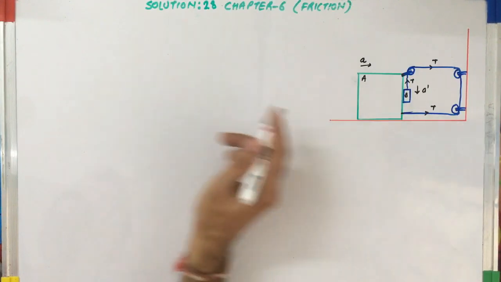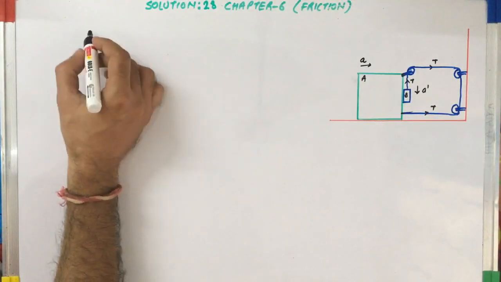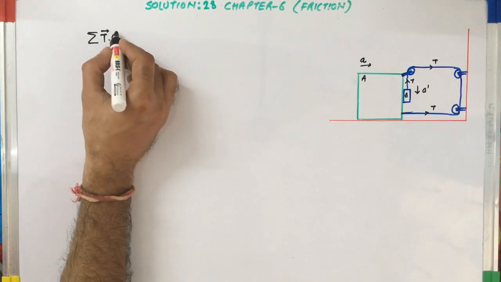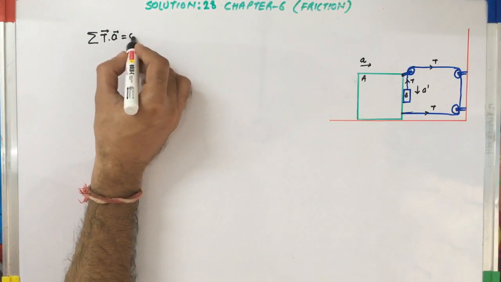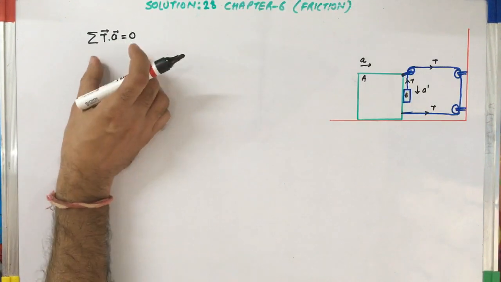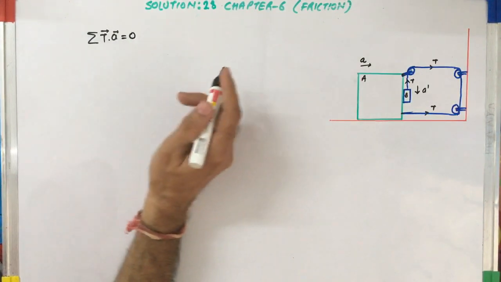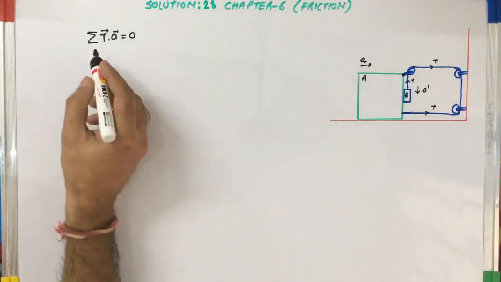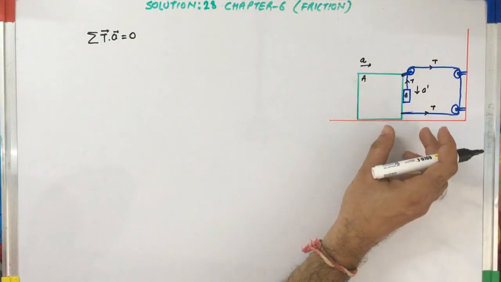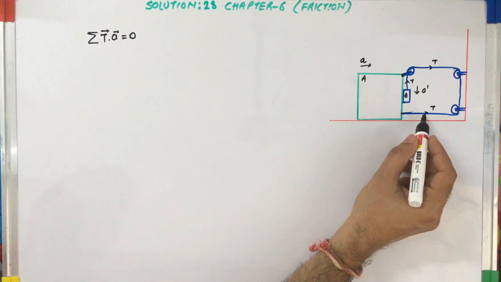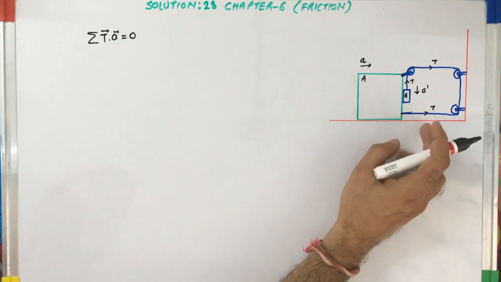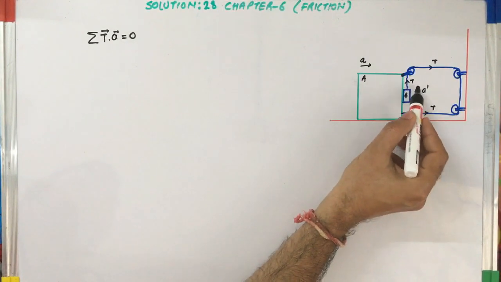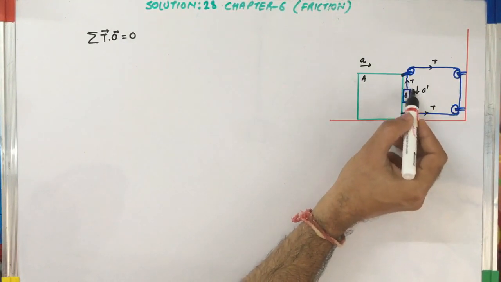So what does constraint motion say? Constraint motion says the summation of T, which is tension, dot A, which is acceleration, is always 0. So if you want to understand this concept, you can watch my video given in this link. Okay. Now, first of all, we will see what is the angle between tension and acceleration at different points. Now, for the block B, tension and acceleration have opposite direction.